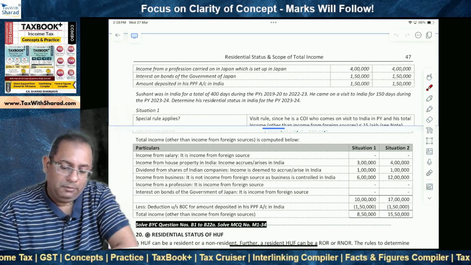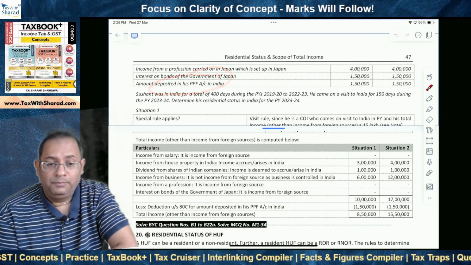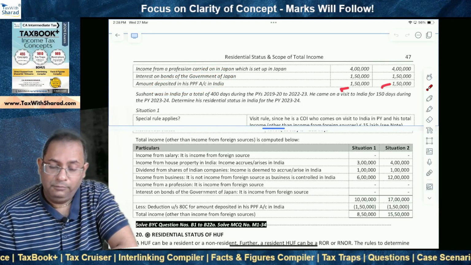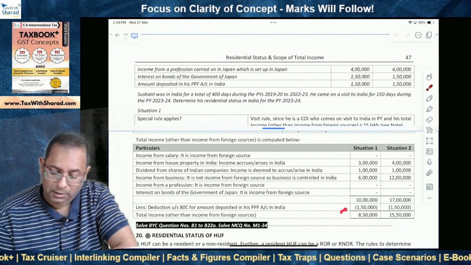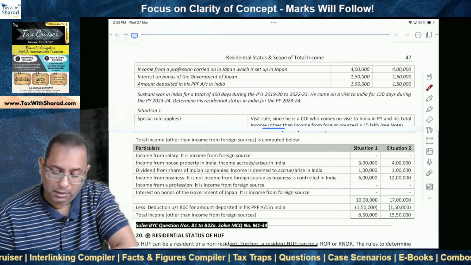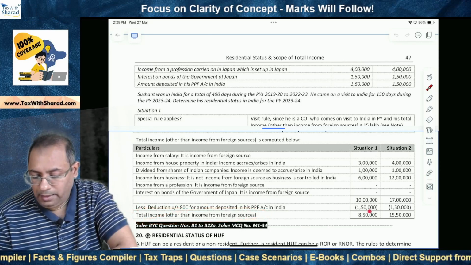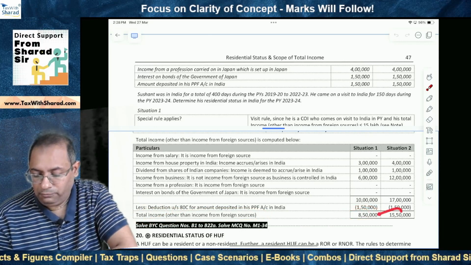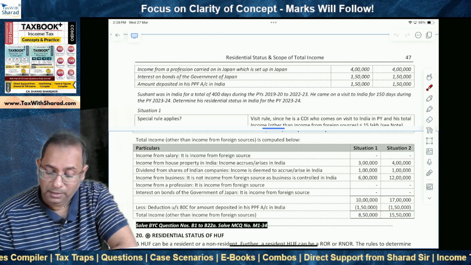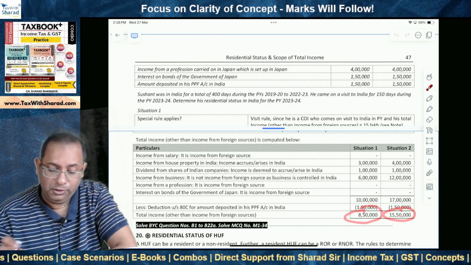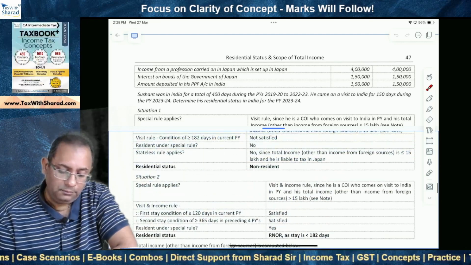So here we have this information: amount deposited in PPF account in India. That means a deduction will need to be allowed of 1,50,000. So 1,50,000 is what we will need to allow as deduction, and consequently total income other than income from foreign sources will be 8,50,000 in situation 1 and 15,50,000 in situation 2. That means up to 15 lakh in situation 1 and more than 15 lakh in situation 2, right?